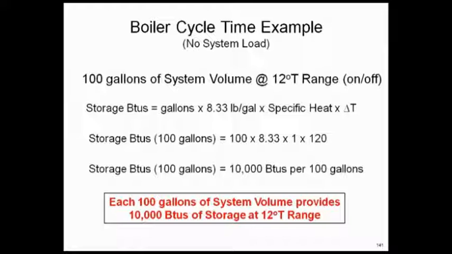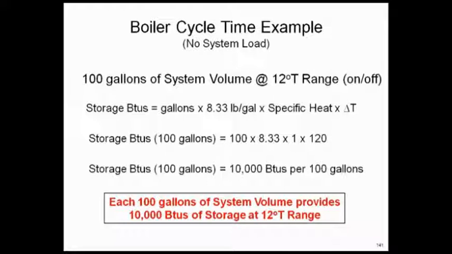Here's your calculation, so keep it simple. Every 100 gallons of water in your boiler, or your system total that the boiler can see, can hold 10,000 BTUs at a 12 degree delta T. In other words, you've got your boiler at 186, you cut it off. The boiler stayed off until the temperature dropped to 174, and you brought it back on. Repeat that. Your set point was 180, but the boiler goes off at 186, and at 174 it comes back on. That's a 12 degree delta T between on and off of your boilers.